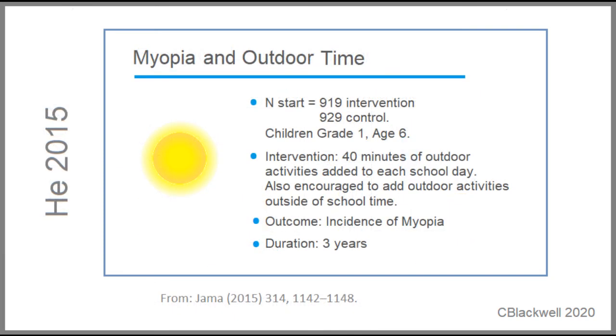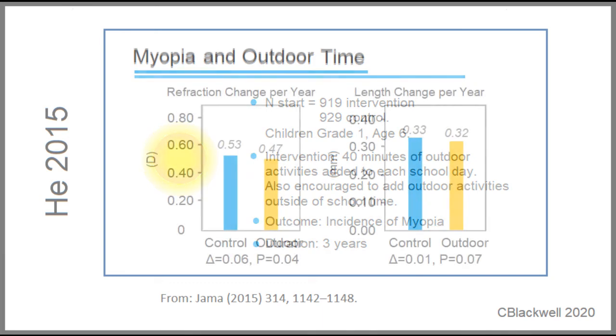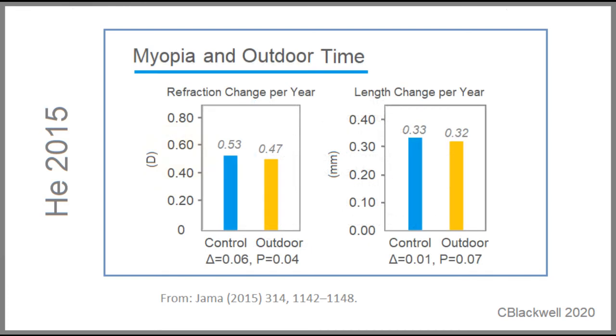Option 4. Increased outdoor time and exposure to sunlight. The He study added 40 minutes of outdoor time on each school day and encouraged more outdoor time in general. In terms of refraction change, there was a small but statistically significant slowing of myopia progress, while for axial length, the change fell just below statistical significance.